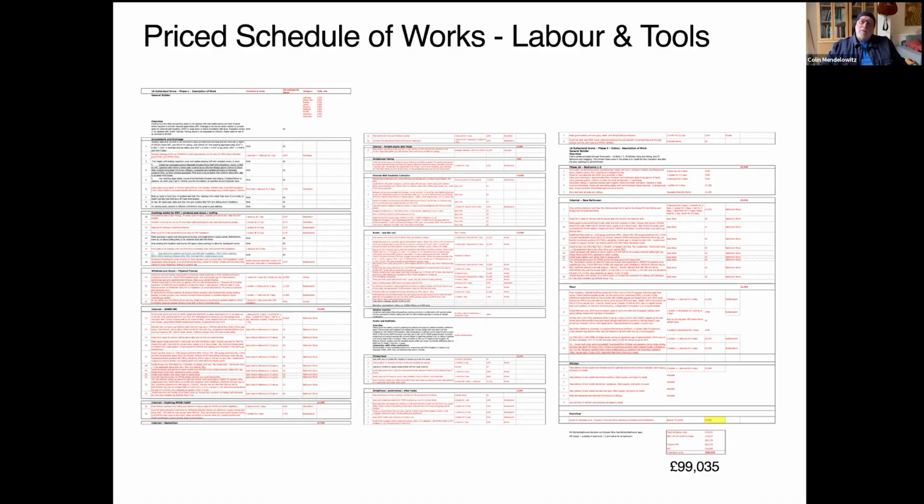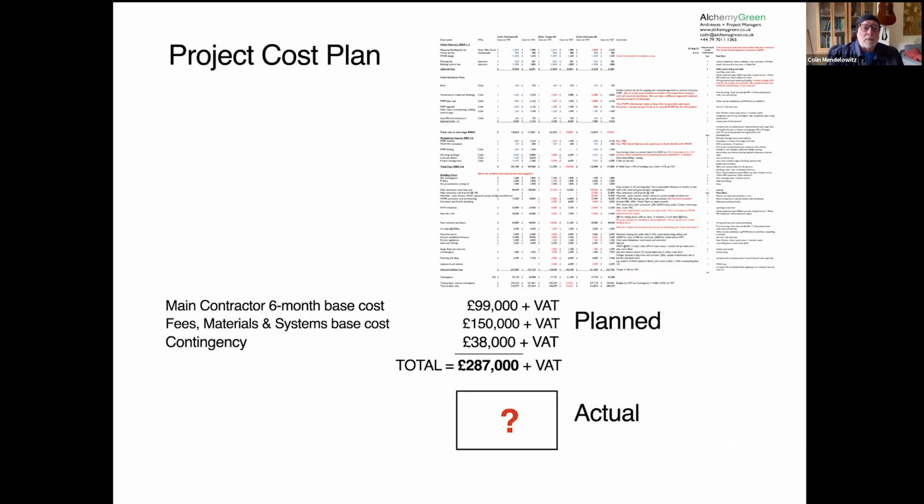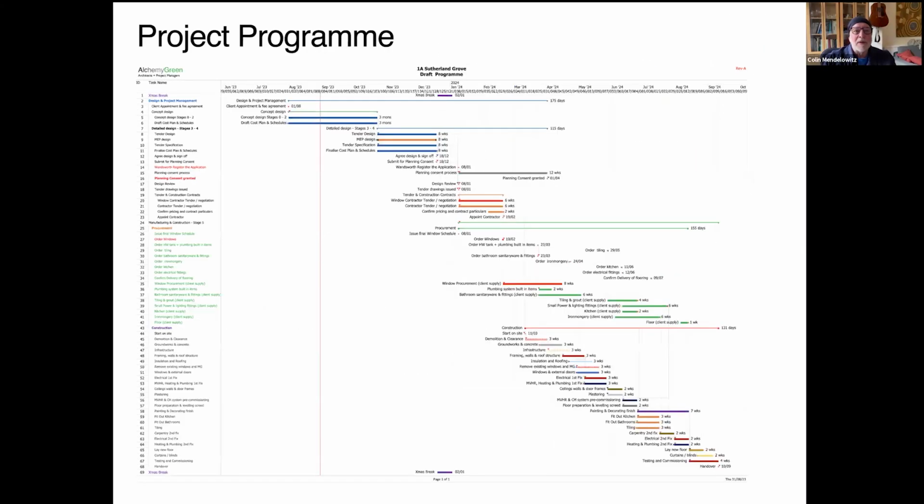And the VAT on the materials is my construction management fee. So the client isn't paying any extra for that either. But ultimately, around £100,000 for all the labor to finish the project. So once we'd added in all the fees, materials, systems, and the main contractor cost, and added a contingency, the planned outturn cost was £287,000. The actual, well, let's wait a bit. I'll show you that at the end.